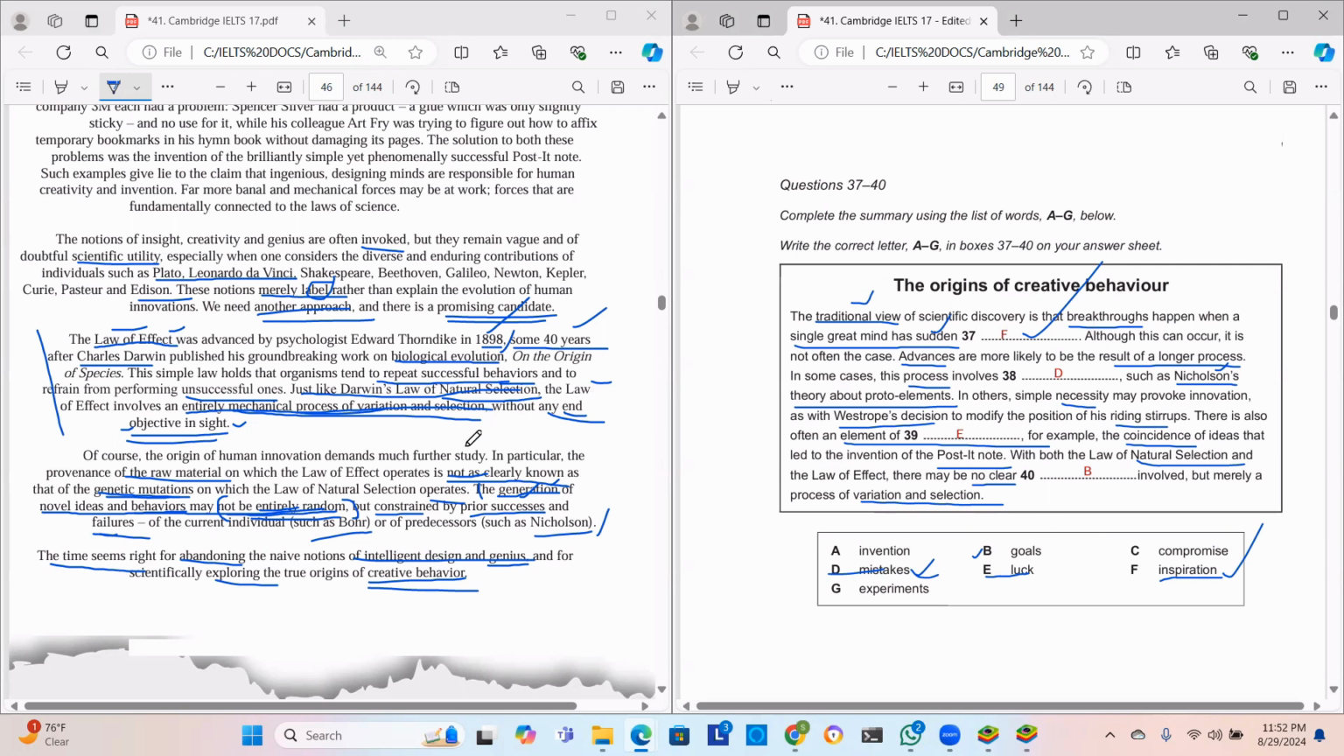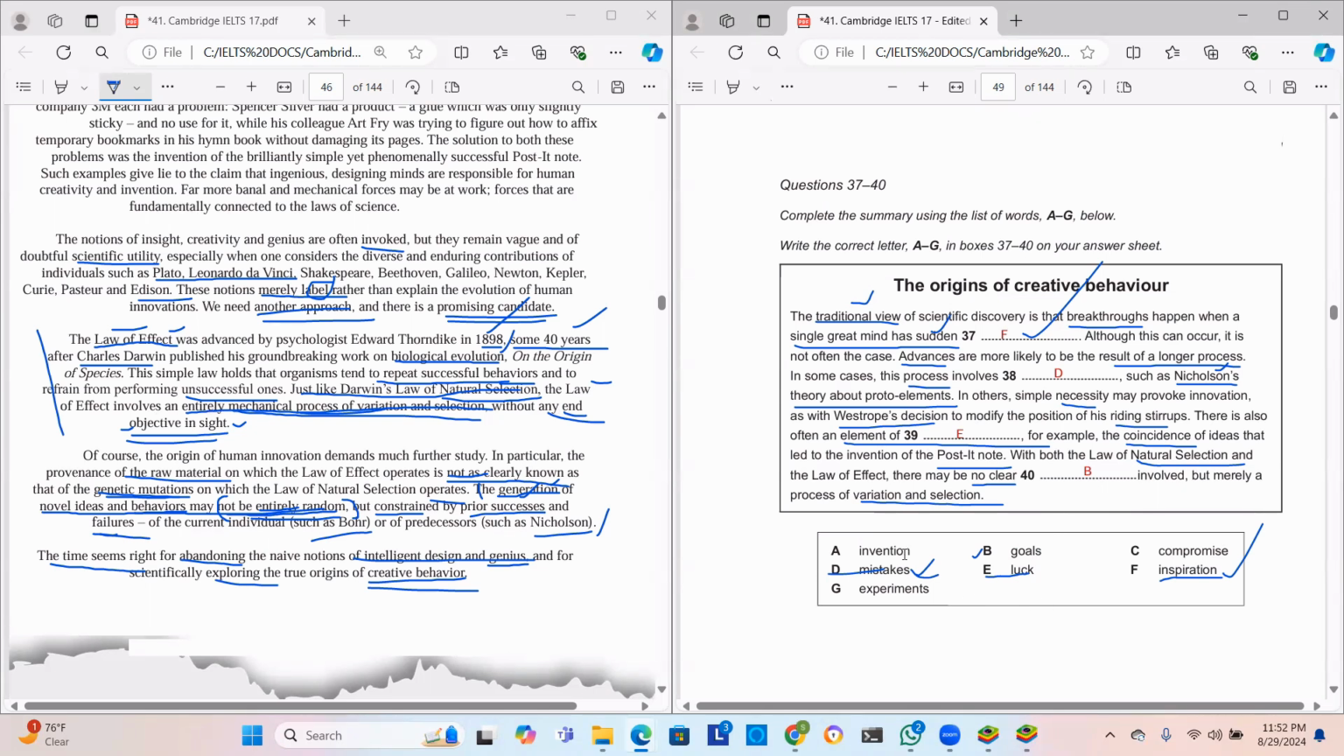So the exact word may not be here. See here it is like without any end objective. Here it is given goals, right? So the exact word will not be given when he gives the matching. He will give the closest synonym, any word which suits in this paragraph. See, this small paragraph he has just paraphrased everything given in the main passage, right? So yes, that was our answer for the 40th one.